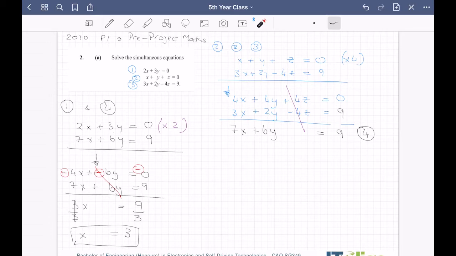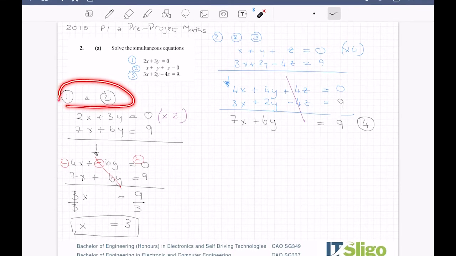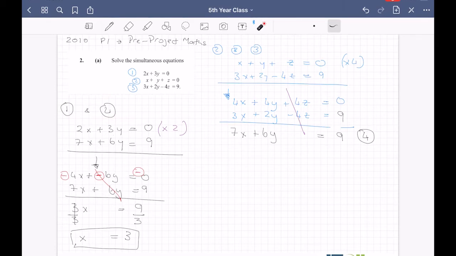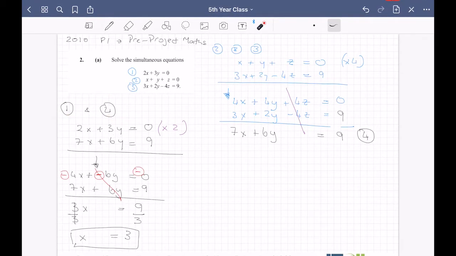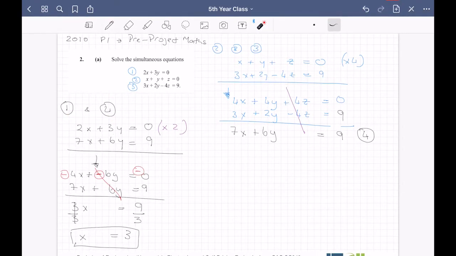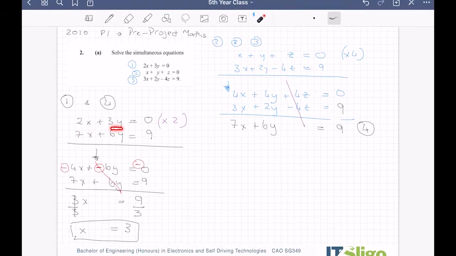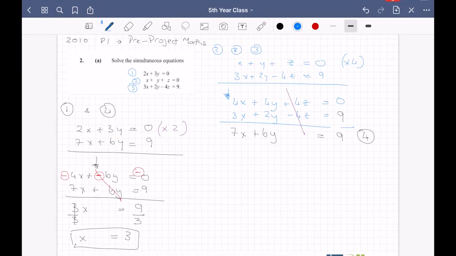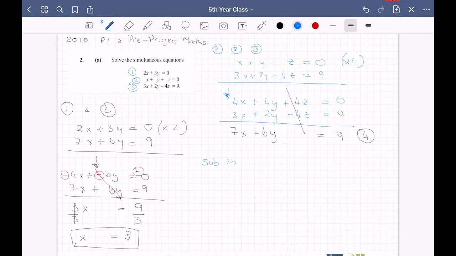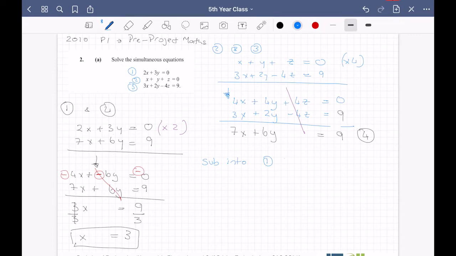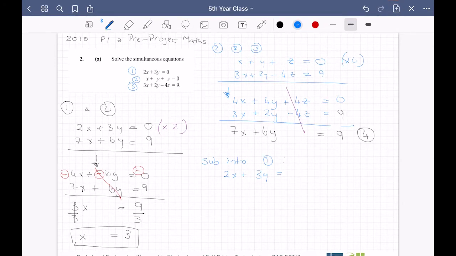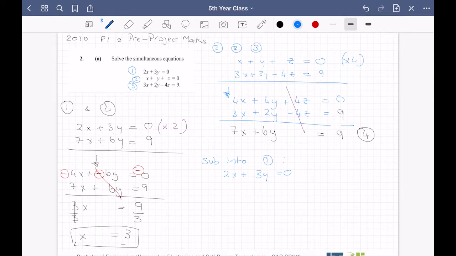Okay, so in this one, I can go back to either of these two, because remember I know equation 5, so I can go back to either 1 or 4 and solve for the other letter. I know my x, so I'm going to be solving for y. Okay, so let's do that. Let's sub into, and it doesn't matter if it's 1 or 4, but we'll sub into 1. And again, it's whichever one you like the look of. So instead of x, I put in 3.